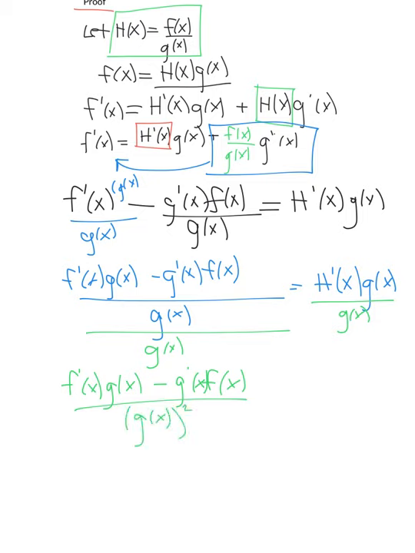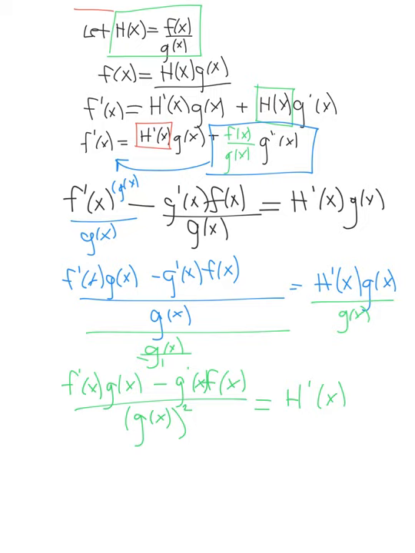Now remember, when I have a fraction divided by a fraction, which this essentially is, g of x over 1, I am going to be multiplying by the flip of that bottom fraction, which is why this denominator turned into g of x squared. And then that is just equaling h prime of x.